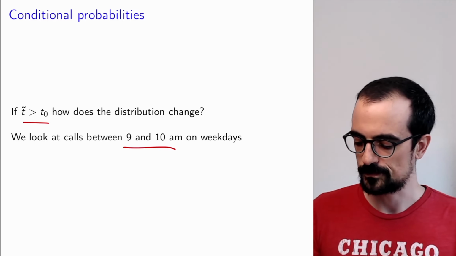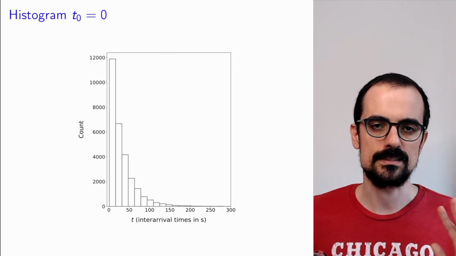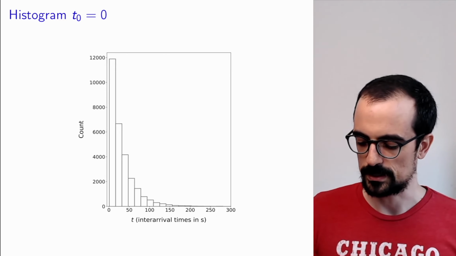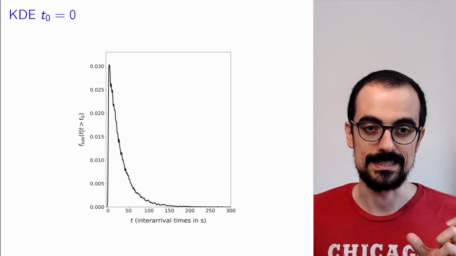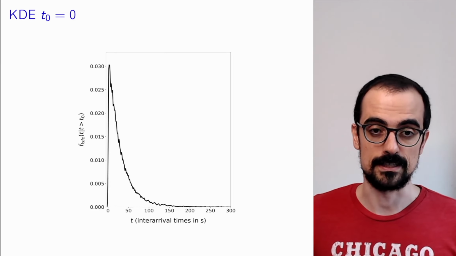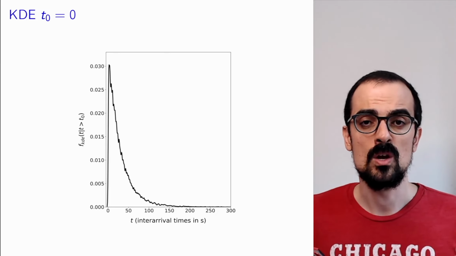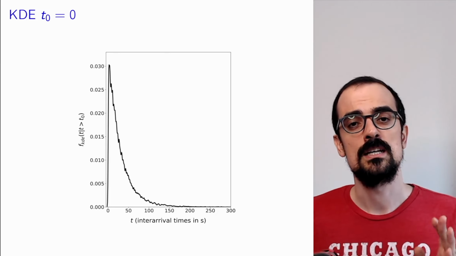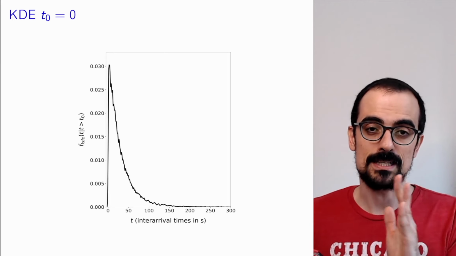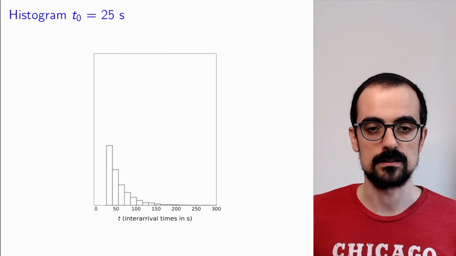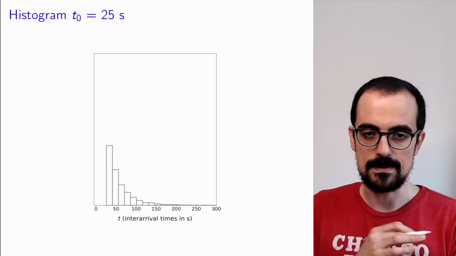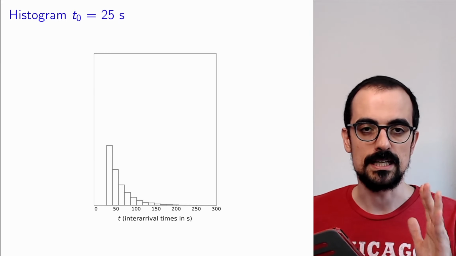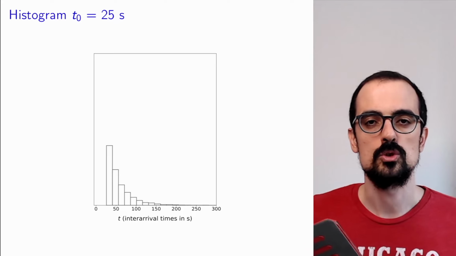So what are we going to do? First, let's take a look at all the calls. This is what the histogram looks like. This is what the normalized KDE density estimate looks like. So this is a valid density. Now, we're only going to be interested in calls that happen at a time that is greater than 25 seconds. So we have gotten rid of all the calls that were here. Bye-bye. We only keep the data points that are above 25 seconds.